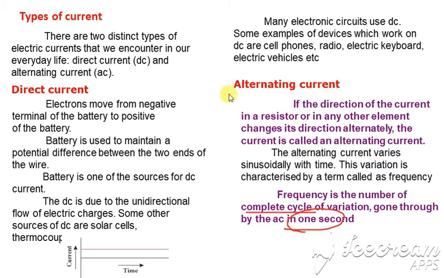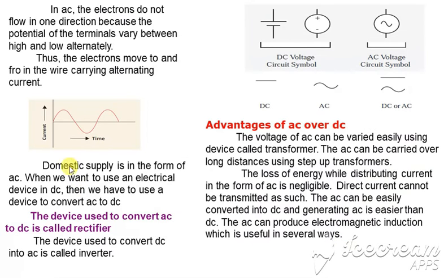So, clear with alternating current and direct current. Alternating current changes with time; direct current does not change. Here we have the graph for alternating current, which changes. In alternating current, the electrons do not flow in one direction because the potential of the terminal varies between high and low.